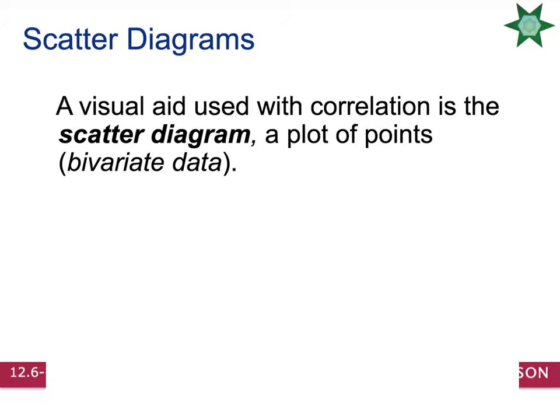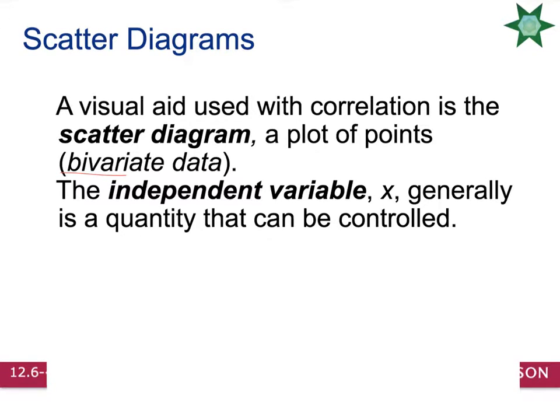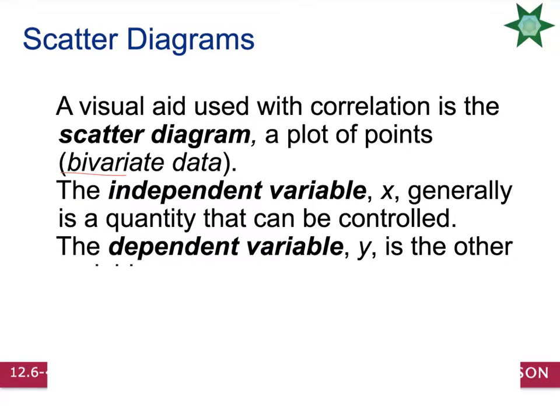Scatter diagrams or scatter plots are a visual aid that can help you see if there's a correlation or not when you plot the bivariate points. Bivariate just means there's more than one, there's an x and a y, which we of course need to plot. The independent variable is your x variable, and it is typically your quantity that can be controlled. It's going to go on your horizontal axis. The dependent variable is your y variable. It is going to respond to the x, and it is going to go on the vertical axis.